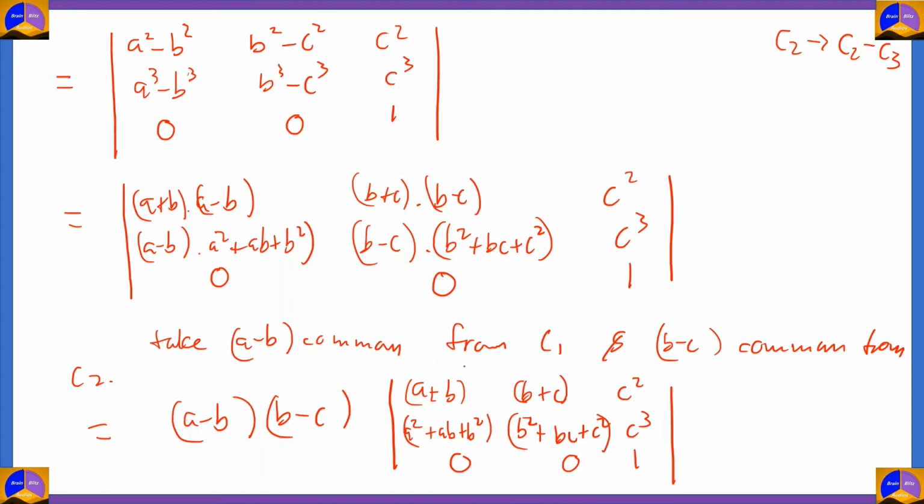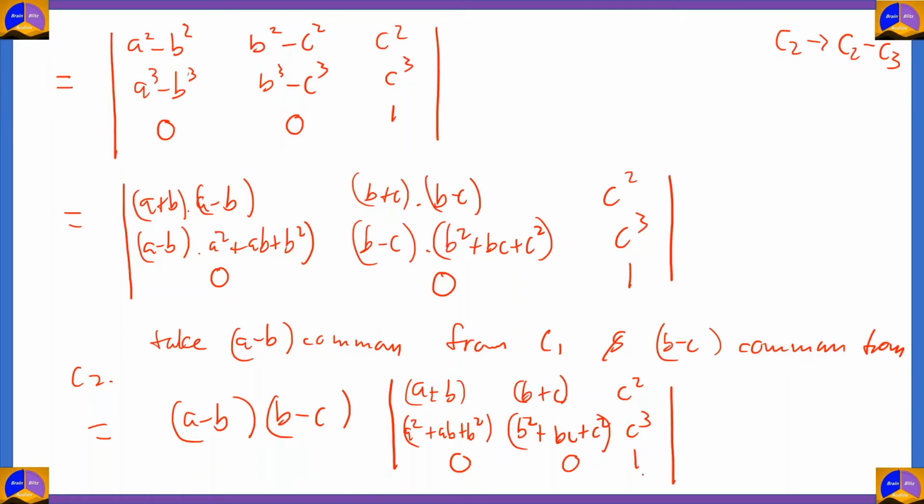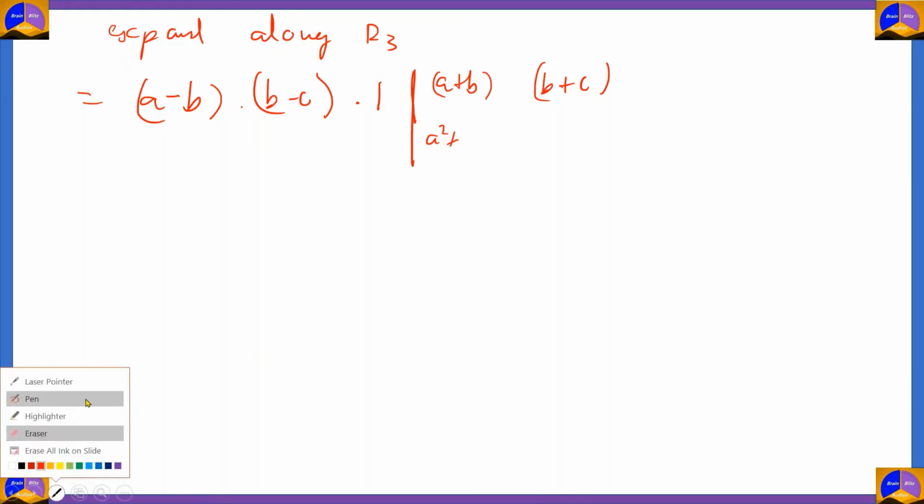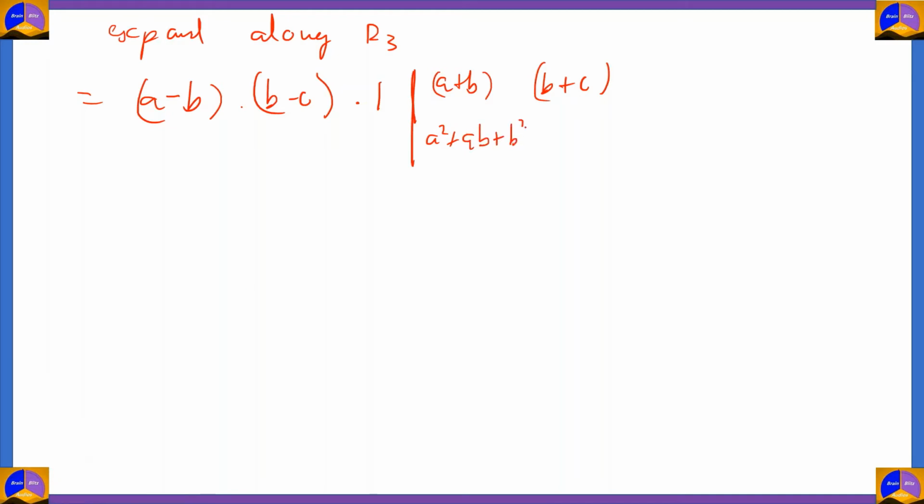Now we take determinants. So we expand along R3. So the value of the determinant will be a minus b into b minus c into, so there'll only be one element, and then the expansion will be a plus b, b plus c, a square plus ab plus, okay, let's clean that out. And so we'll get a square plus ab plus b square and b square plus bc plus c square.